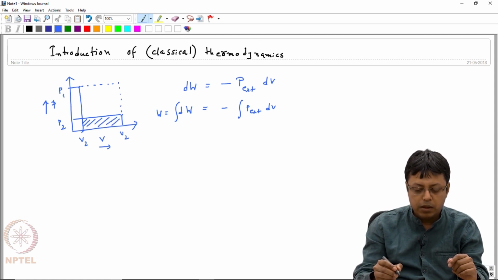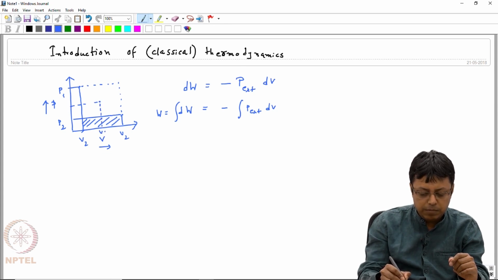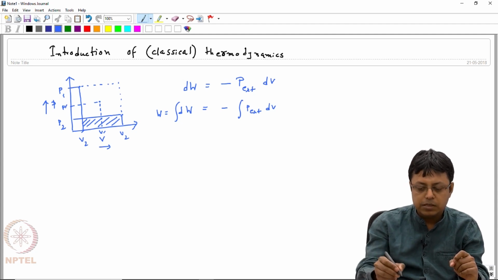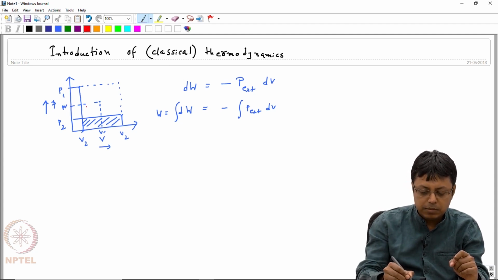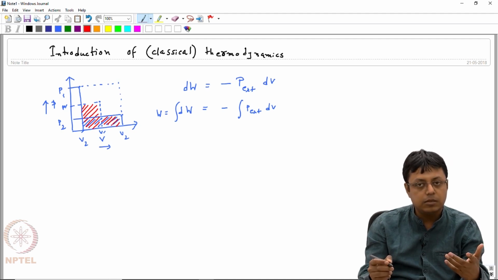However, if I go to an intermediate pressure first, which is say P prime, which is somewhere say here, and which corresponds to volume, which is say V prime here, then the work done in the first step will be something like the area under this curve, the red shaded zone, and then in the second step it will be the area under this curve. So you see that the work done is very different.